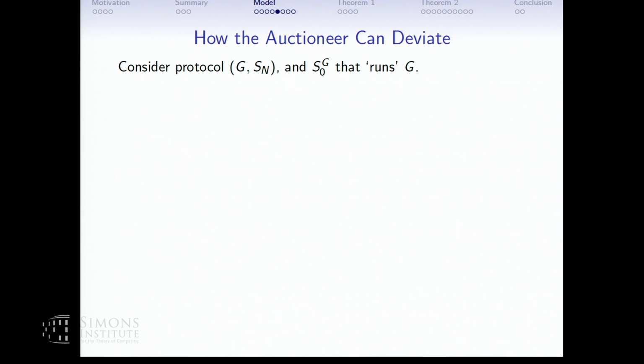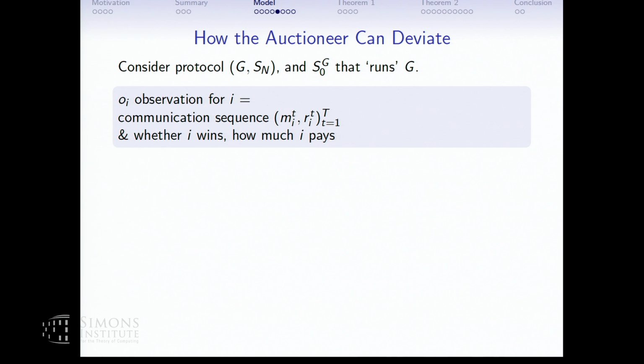And this is what we mean by that. So the auctioneer promises some protocol, and there's some auctioneer strategy that plays by the rules, that runs the mechanism. What does I observe? Well, I is going to observe a communication sequence consisting of messages to player I and the replies that I sent. And eventually, the auctioneer is going to choose an outcome. So the I is going to observe whether or not he wins and how much he pays. So let's denote that observation OI, which depends on the auctioneer strategy, the agent strategy profile, and the type profile.